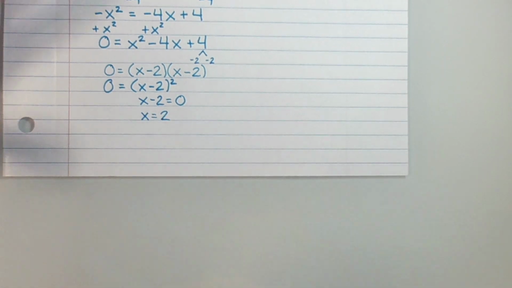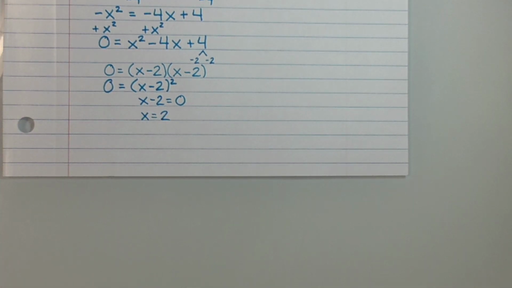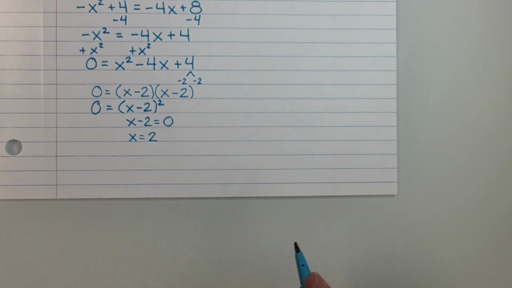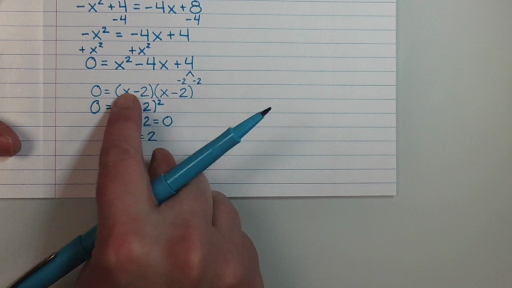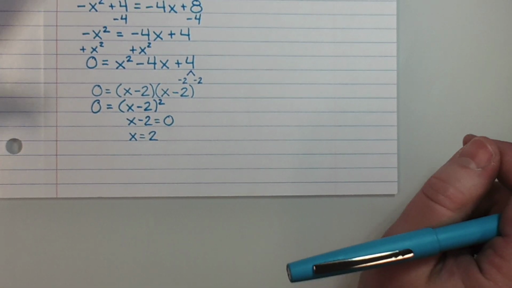x equals 2. I still solved by factoring. Could I solve by square roots? Yes. Square root to both sides. x minus 2 equals positive and negative 0, which is just 0, and x is 2. Could I have split it right here? Yes. I still would have gotten x equals 2 and x equals 2.